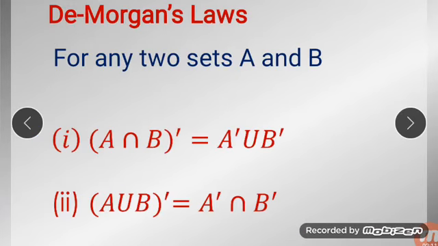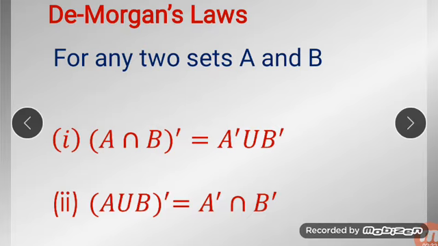Okay, next we have De Morgan's law. This is also one of the properties of union and intersection. Let's see what De Morgan's law states. De Morgan was a British mathematician. He introduced this law, so this law is named De Morgan's law after him.